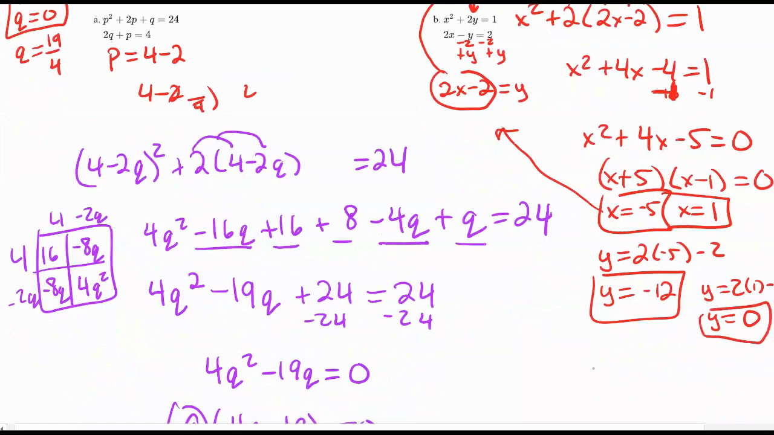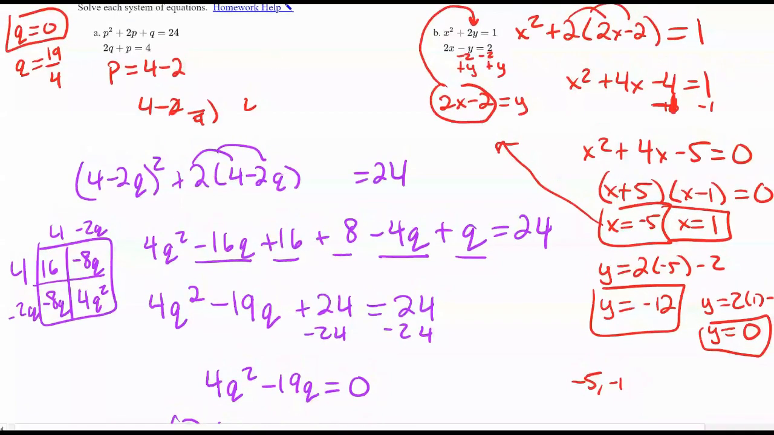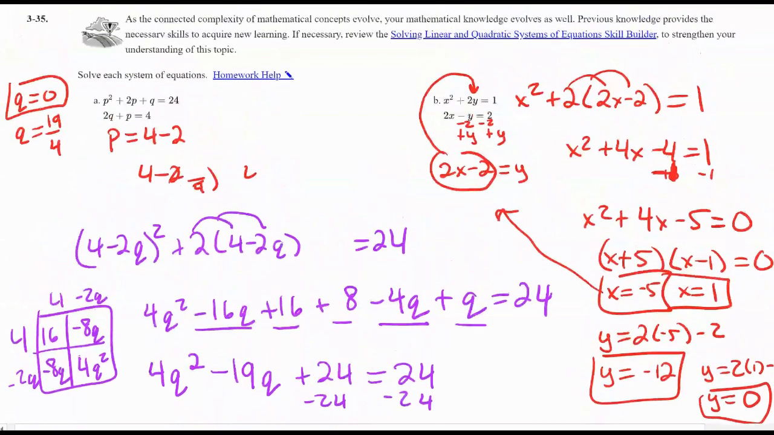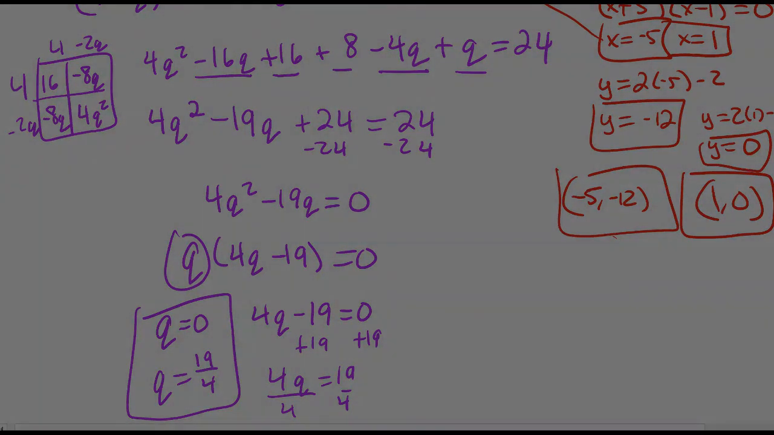So as coordinates, my two solutions are negative 5, negative 12, and 1, 0.